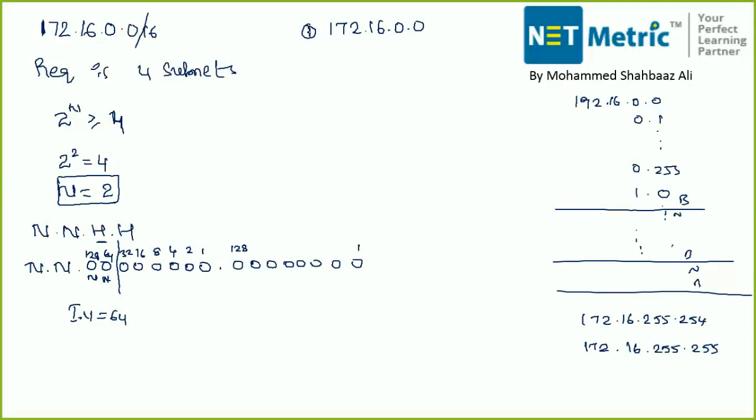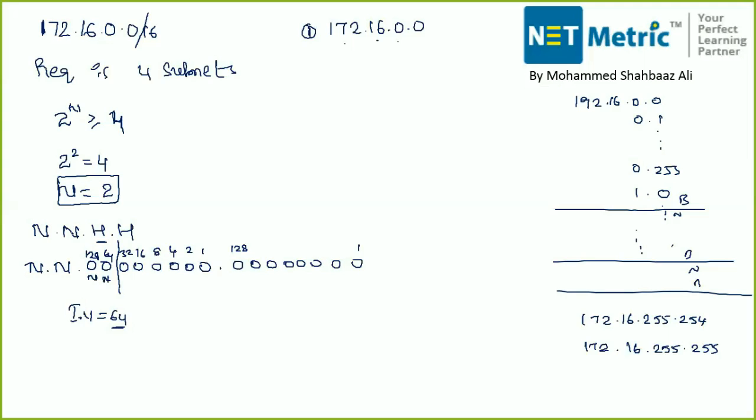In order to know the second network, you have to add the increment value 64. So in which octet you want to add? In the first octet, second, third, or fourth? In the third. Why in the third? Why not, as in the previous example, we added in the fourth octet? Sorry, it's third only.